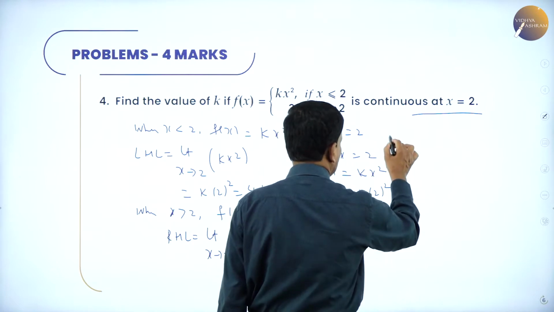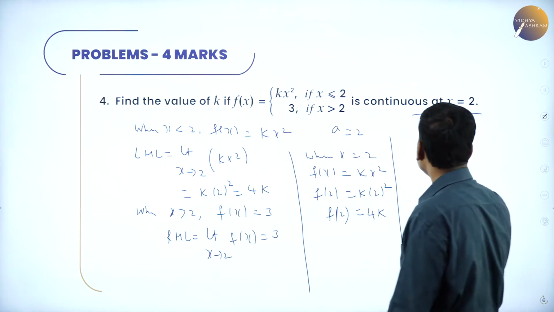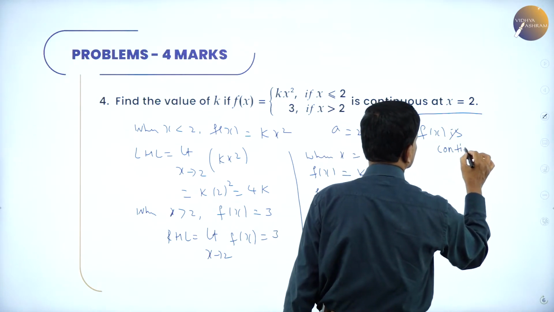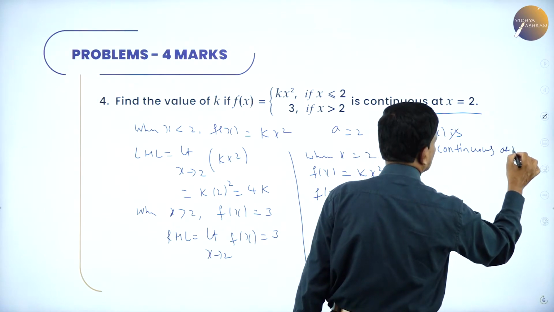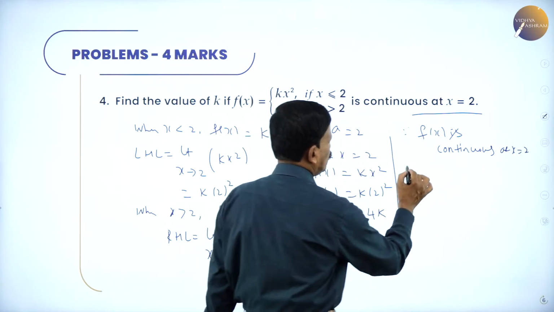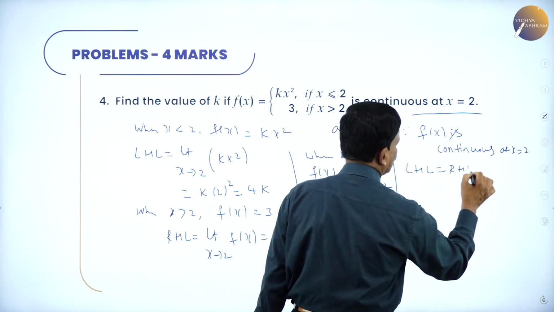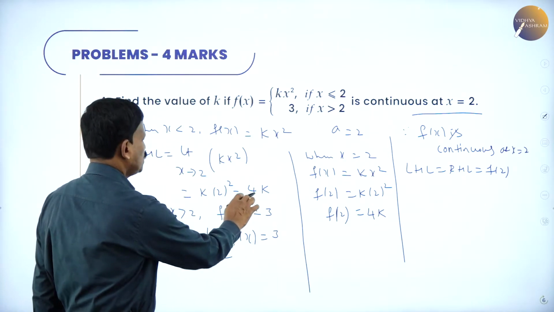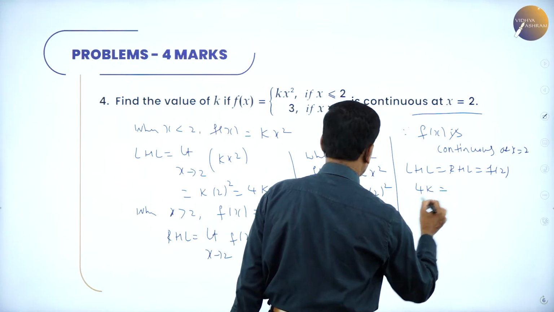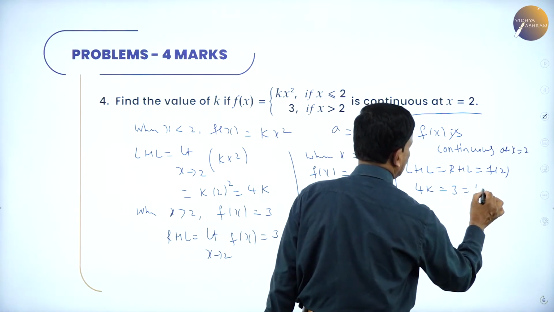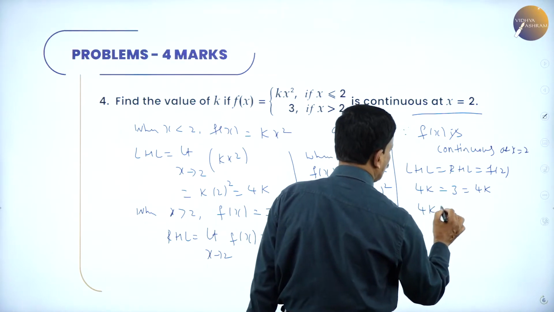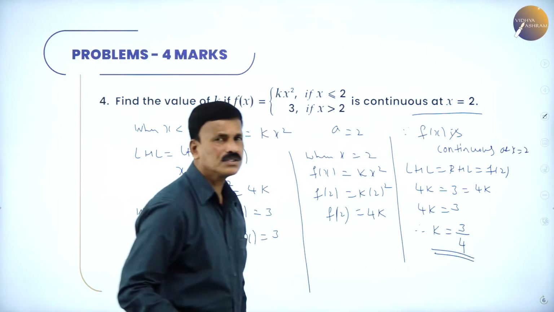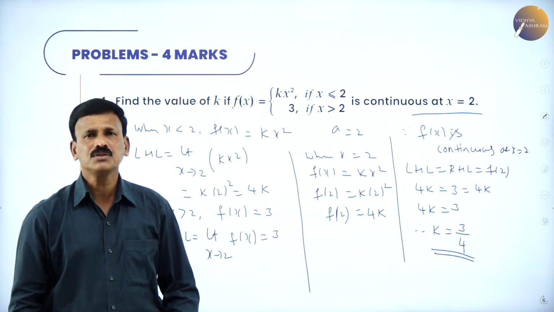Right. What is given? Given that f of x is continuous, since f of x is continuous at x is equal to 2, therefore, what do you write? Left hand limit is equal to right hand limit is equal to functional value f of 2. Now what is left hand limit? Left hand limit is 4k, right hand limit is equal to 3, and the functional value is also equal to 4k. Equate this, 4k is equal to 3, therefore k is equal to 3 by 4 is the required value. So therefore the value of k is equal to 3 by 4.